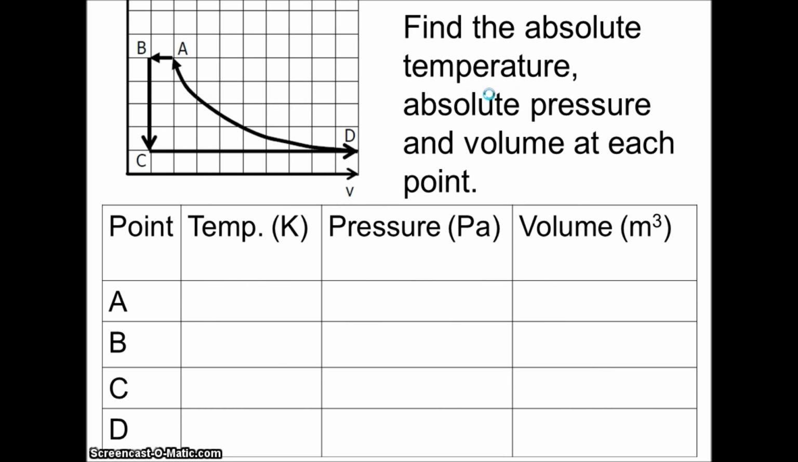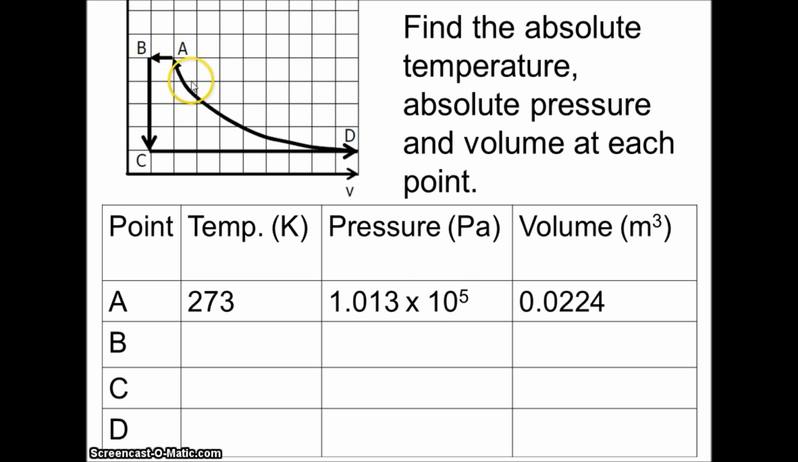So let's find the absolute temperature, pressure, and volume at each of these points, A, B, C, and D. That's the first step here. For A, we know the temperature is 273 Kelvin, and we know the pressure is 1 atmosphere, or 1.013 times 10 to the 5th pascals. We can use PV equals nRT to solve for the volume. So we have a pressure of 1.013 times 10 to the 5th times the volume is equal to n, which is 1 mole, times R, which is 8.31, times the temperature of 273. Solve this, we get a volume of 0.0224 cubic meters.